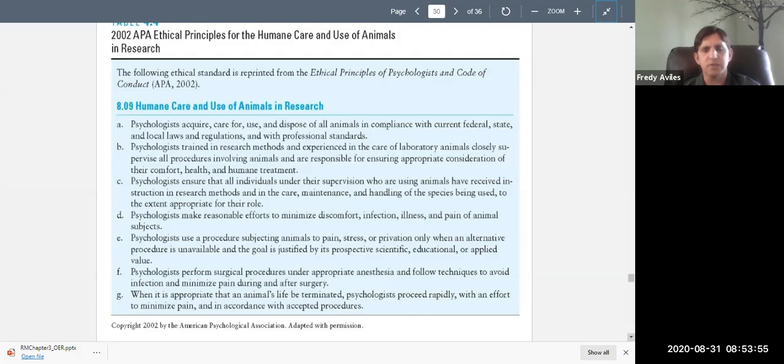All individuals under the supervision of psychologists have to make sure that they're trained. That goes along with that. Reasonable efforts to minimize discomfort, infection, illness, pain, all that stuff. Yes, so there is medical care and things like that. Minimize discomfort, right?